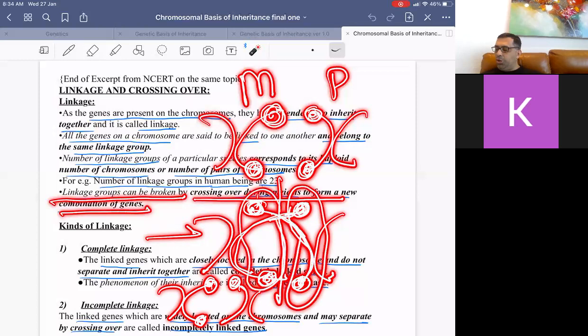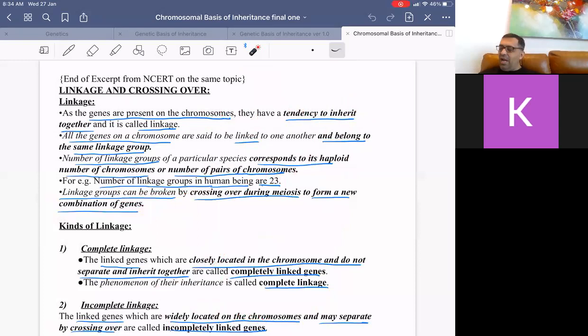And here we have paternal gene of eye, maternal gene of skin, maternal gene of eye, and paternal gene of skin. So what is this phenomenon called? Recombination. So this is recombination due to crossing over, which we have done in meiosis. And then we have kinds of linkages, complete linkage and incomplete linkage.